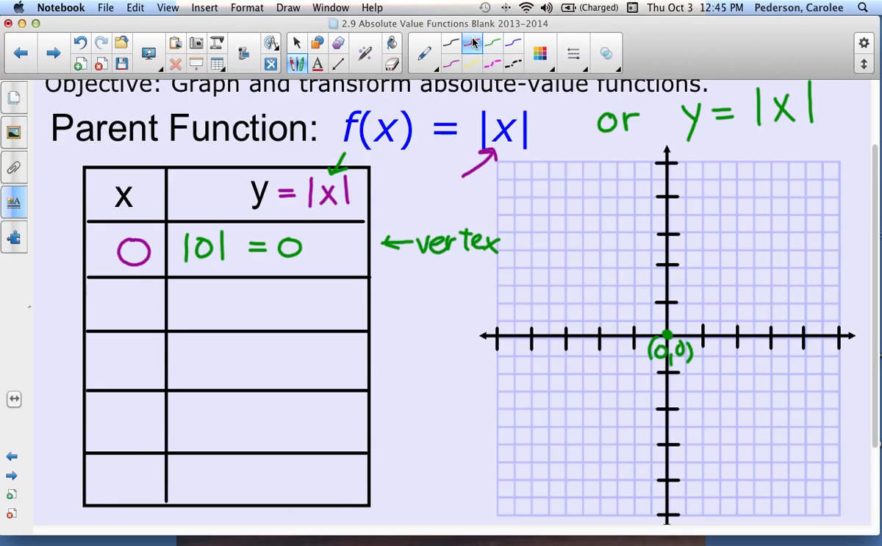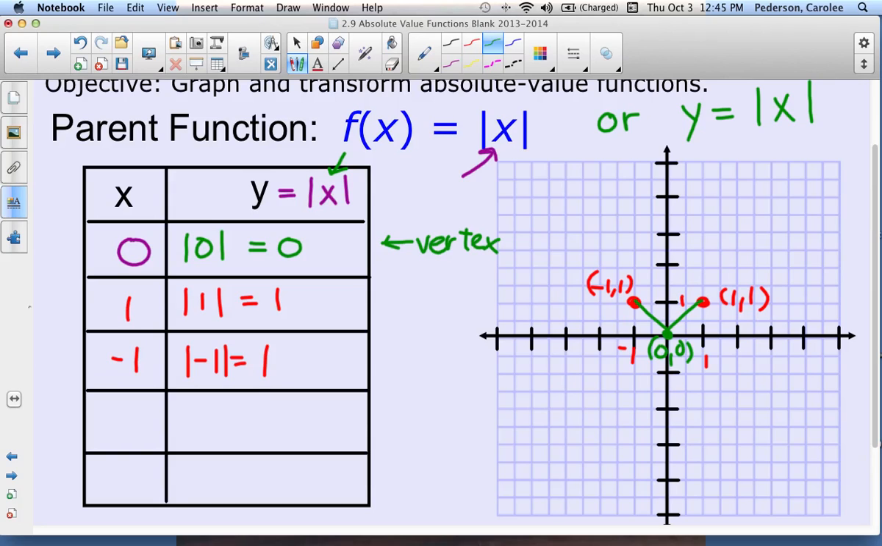Now let's plug in a number to the right. So I'm going to plug in 1 on the x-axis. The absolute value of 1 is 1. So we'll graph that ordered pair, 1, 1. Now let's graph the number to the left of 0, 0, which is negative 1. So we will evaluate the function at negative 1. The absolute value of negative 1 is 1. Now we'll graph that ordered pair, negative 1, 1. What we're starting to see when we connect these dots is the shape of the V.